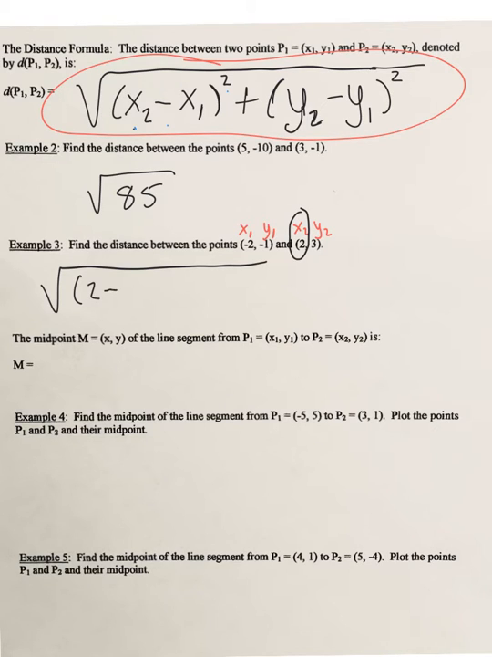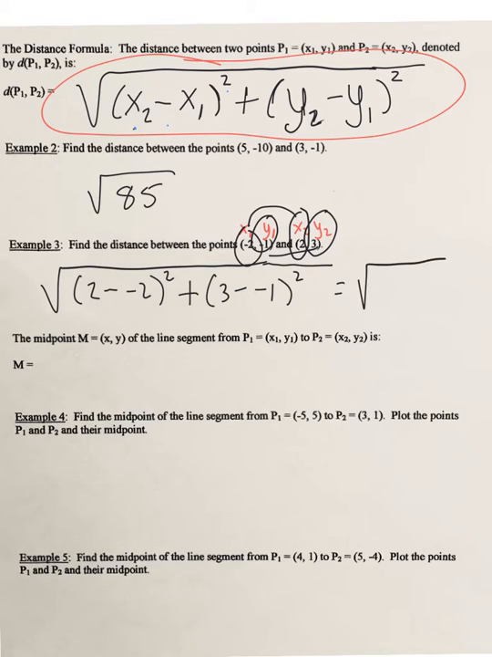minus, according to the formula, x1, which was -2. Close the parentheses, it's squared. Don't forget about the plus symbol in the middle of everything. Now, same pattern for the y's, parentheses, y2, the second y-coordinate was 3, minus y1 was -1, close the parentheses, it's also squared.